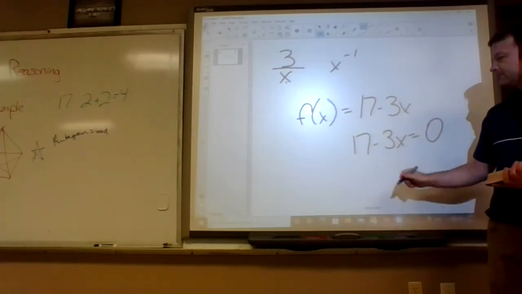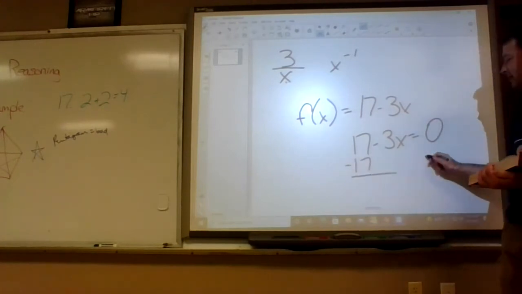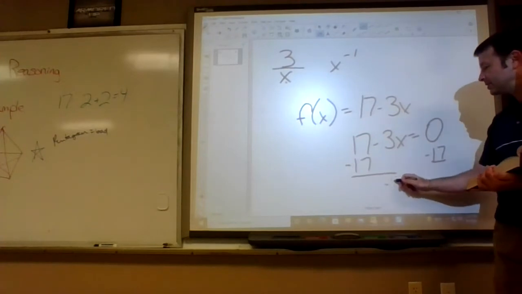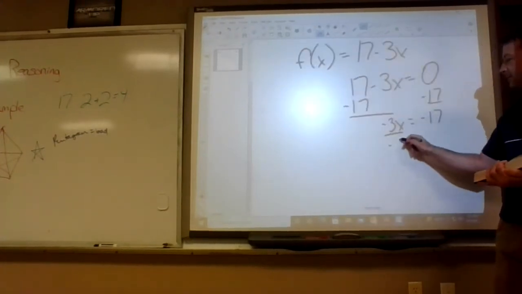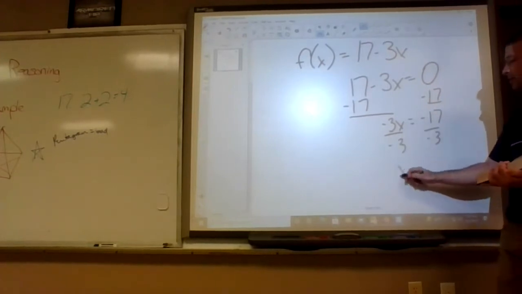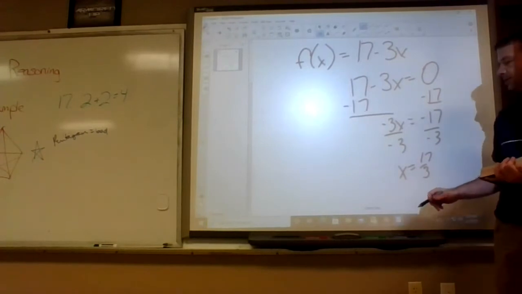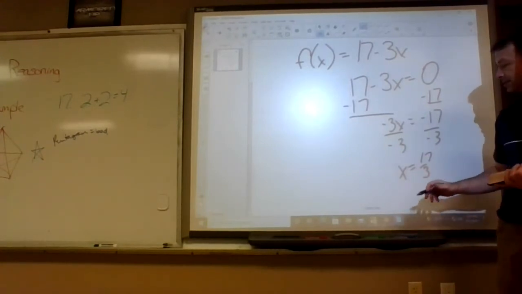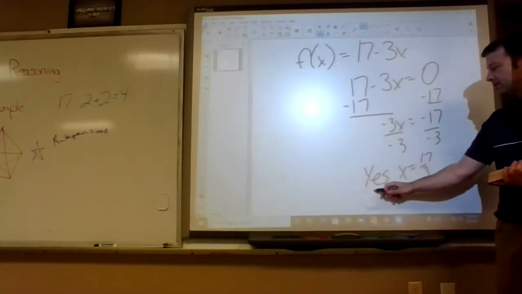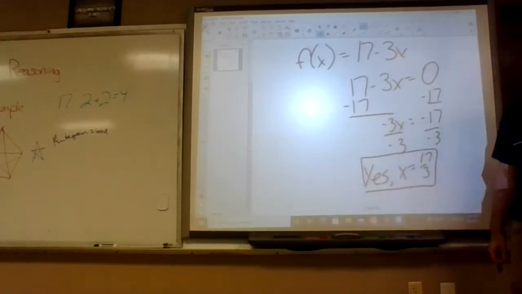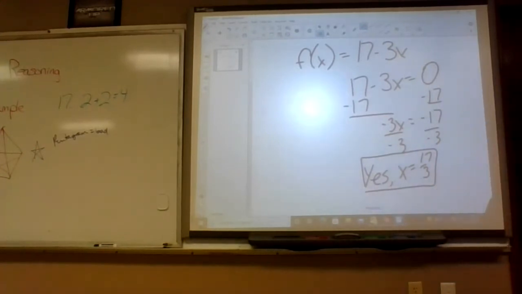17 divided by 3. Close. Well, kind of more like negative 17. Oh, is this the 17 thirds. Yeah, divided by negative 3. Unfortunately, it's going to get harder than that. So the answers are 17 thirds and yes. Yes, because it is a polynomial function.